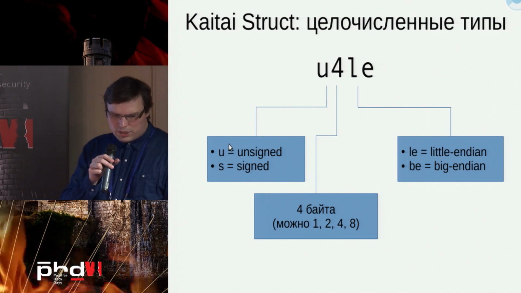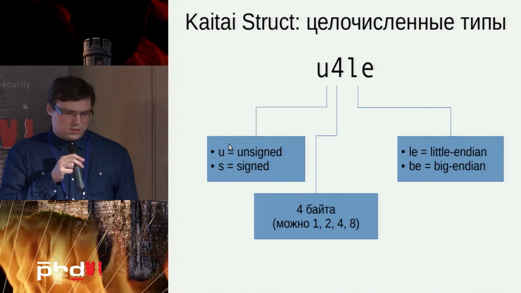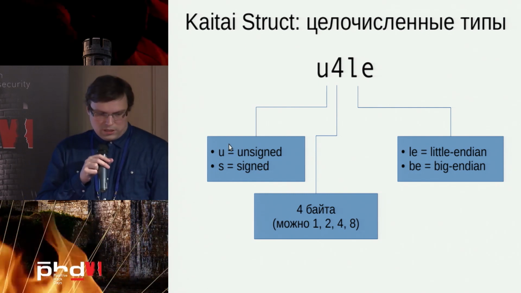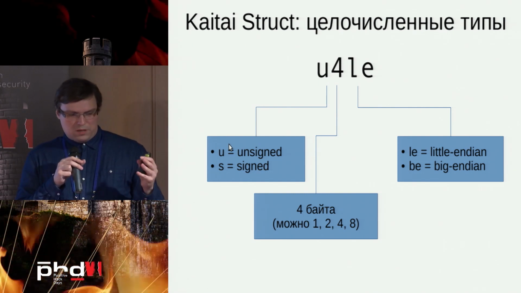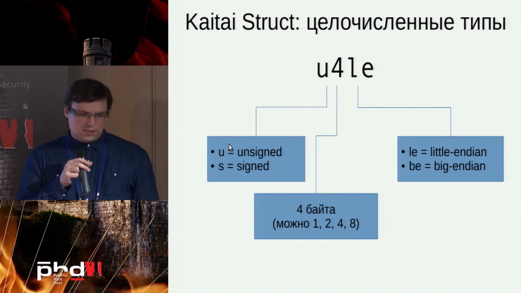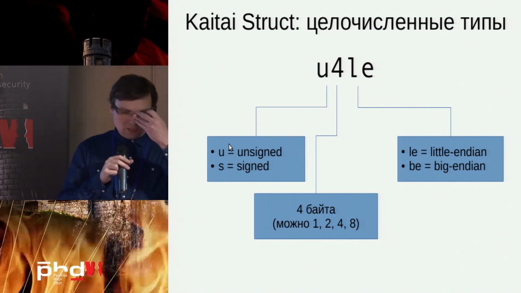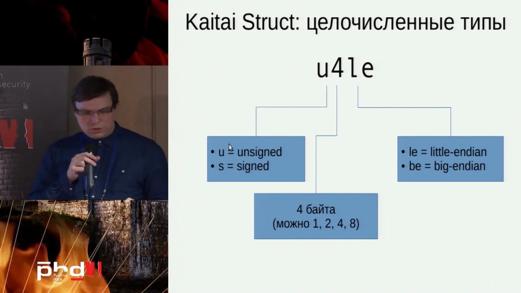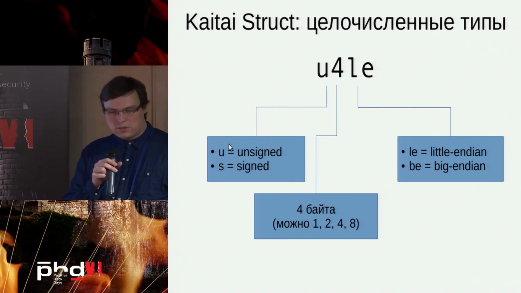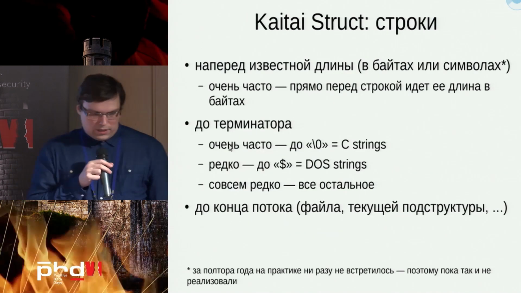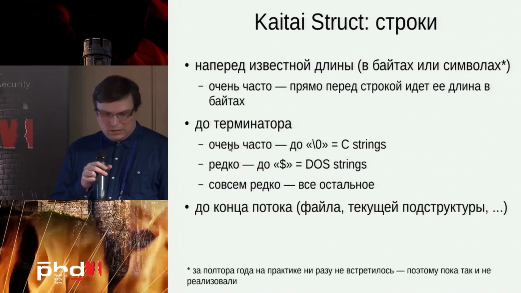The primitive types are integers or strings. Integers are presented in the following way. The first letter is unsigned or signed, U or S. Then we specify the number of bytes of this type, and if needed, we also indicate if it's going to be little endian or big endian.